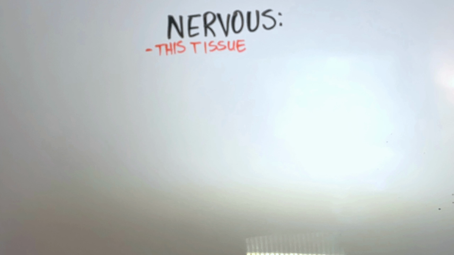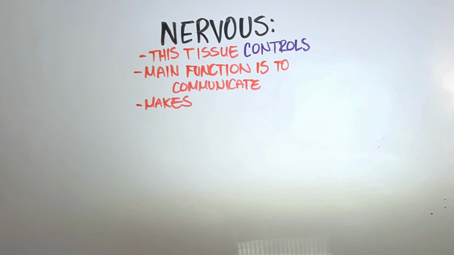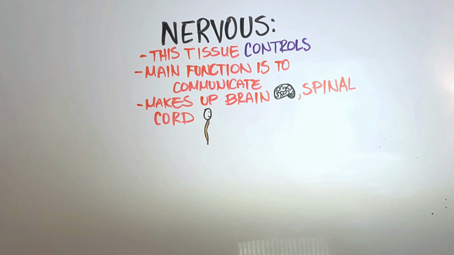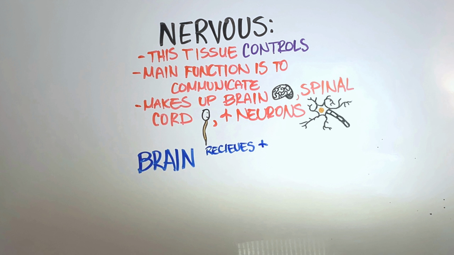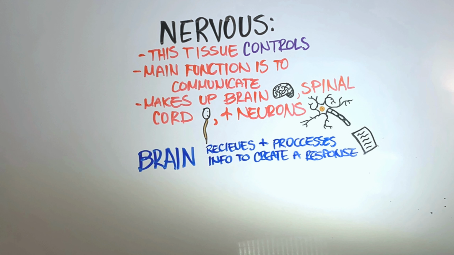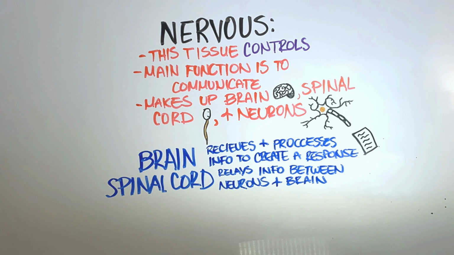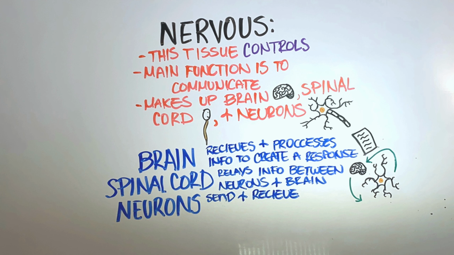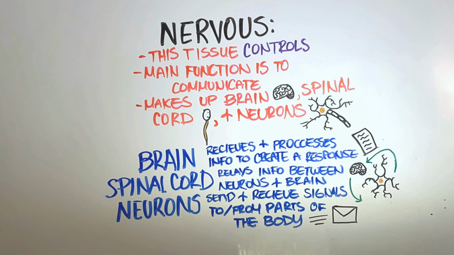Next up is nervous tissue. This tissue controls. Its main function is to communicate. It makes up the brain, the spinal cord, and the neurons. The brain receives and processes info to create a response. The spinal cord relays info between neurons and the brain. Neurons send and receive signals to and from parts of the body.